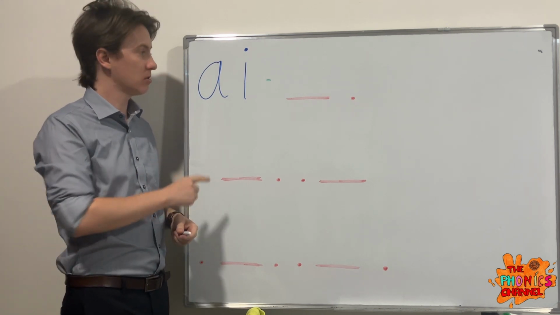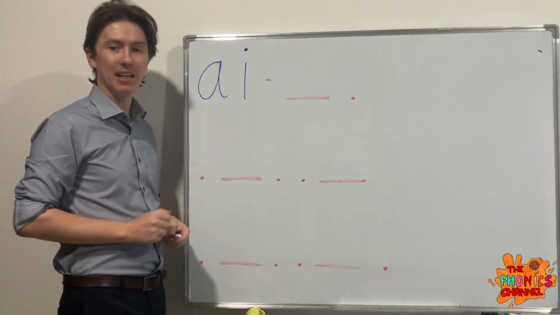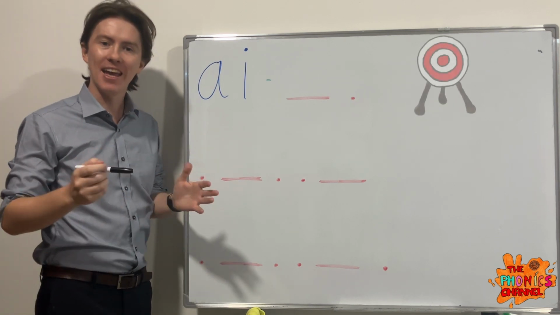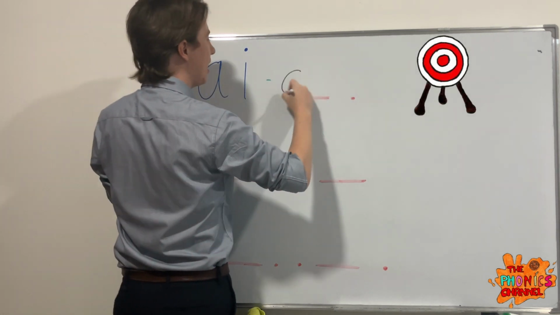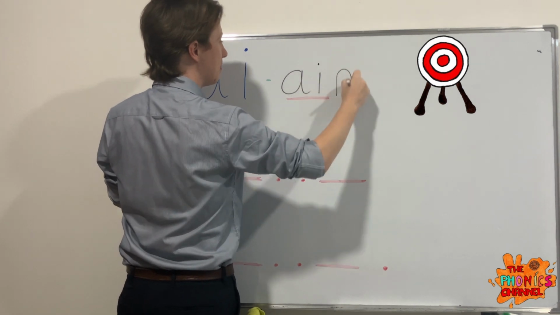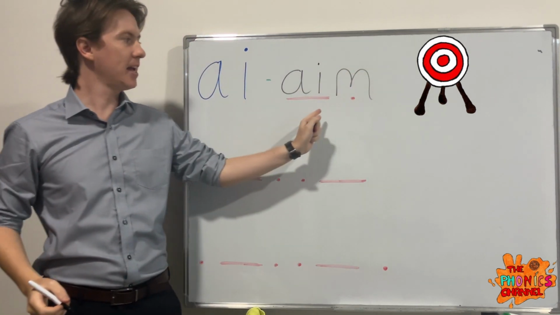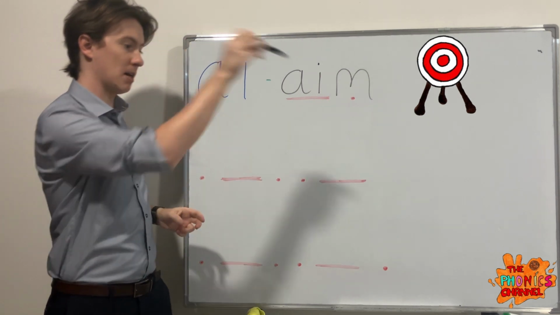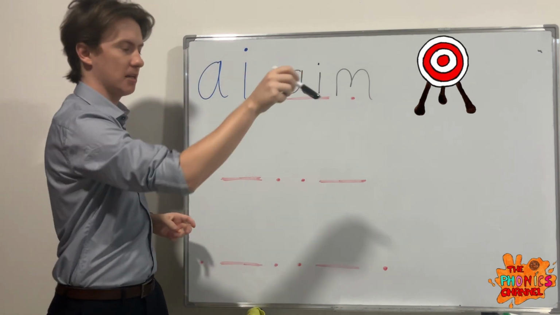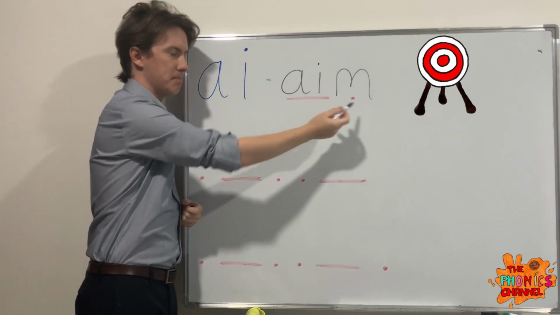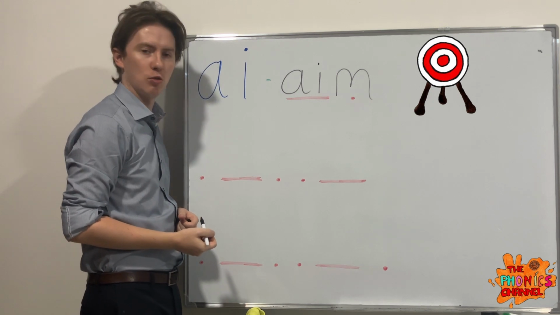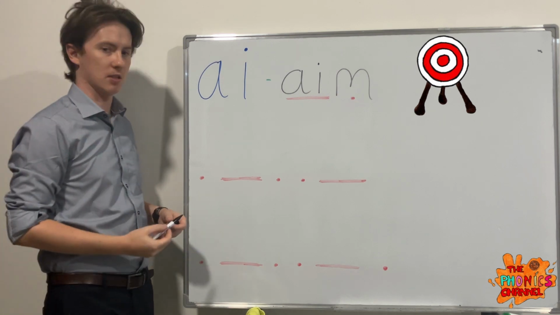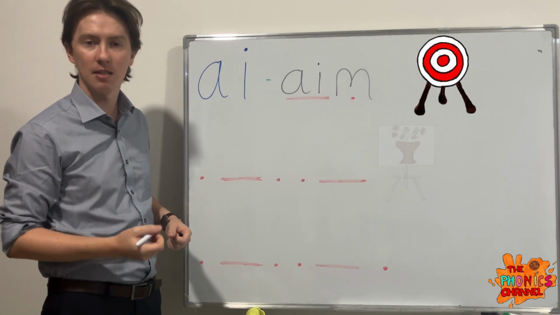Okay, so let's put the long vowel sound A into some words. And the first word is aim. Aim. I'm going to aim to throw my marker into the bin. Aim. Okay. Three letters, two sounds there for aim. Super.